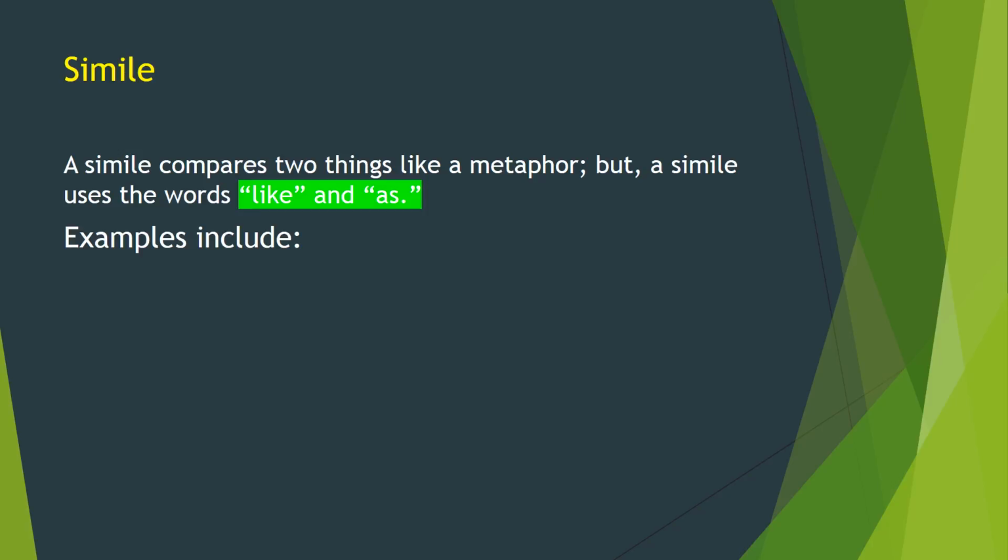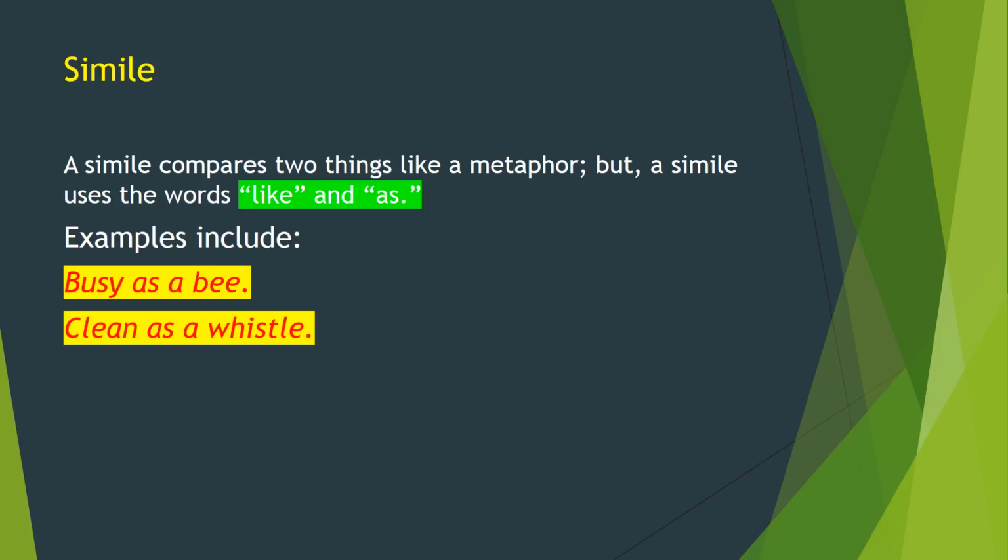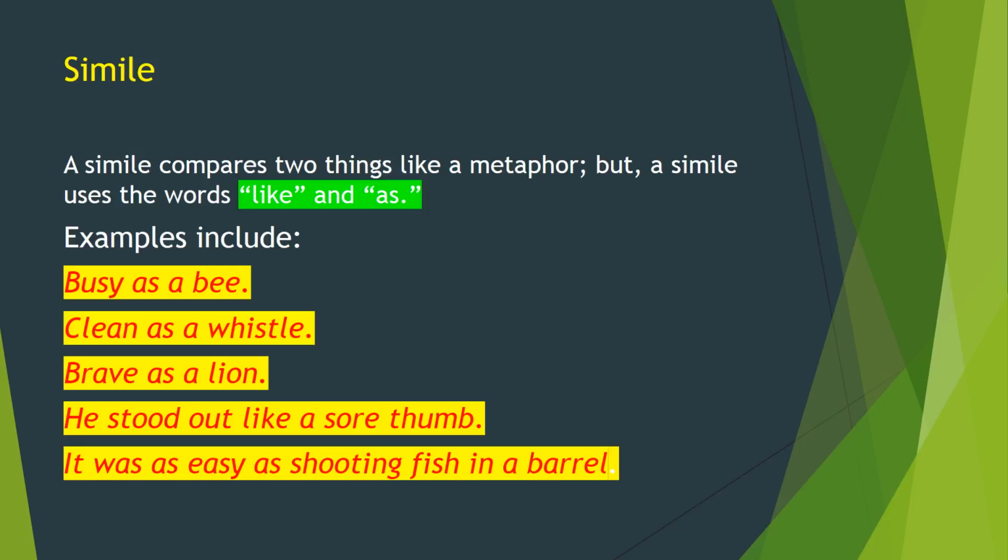Let's look at simile. A simile compares two things like a metaphor, but a simile uses the words like, as, and than. Busy as a bee, clean as a whistle, brave as a lion. He stood out like a sore thumb. It was as easy as shooting fish in a barrel. When you come across this device in your comprehension, do underline it and try to understand why it was used in the context of the comprehension. First, you need to explain the literary device that was used, and then why it was used.